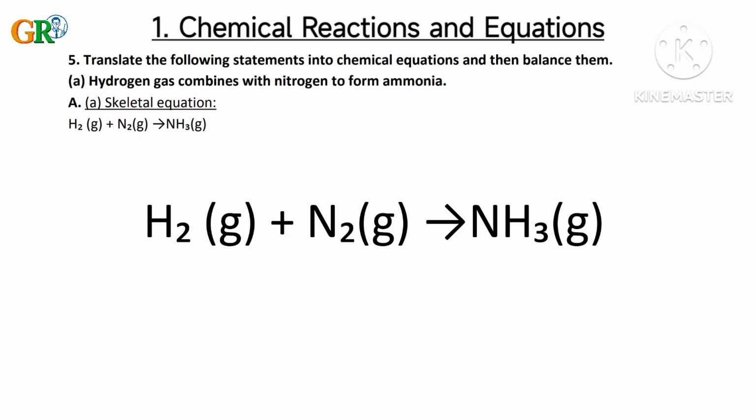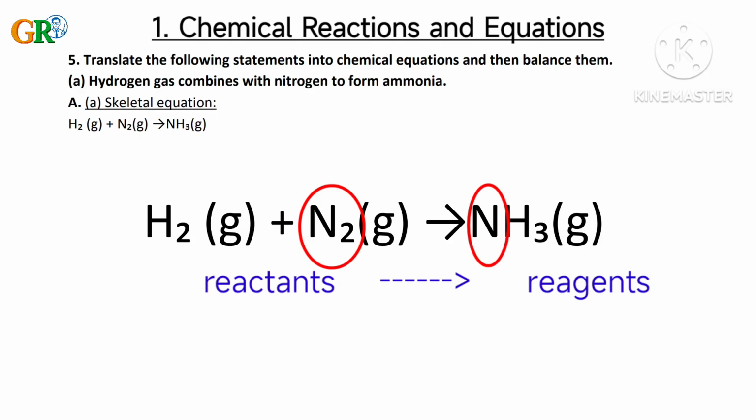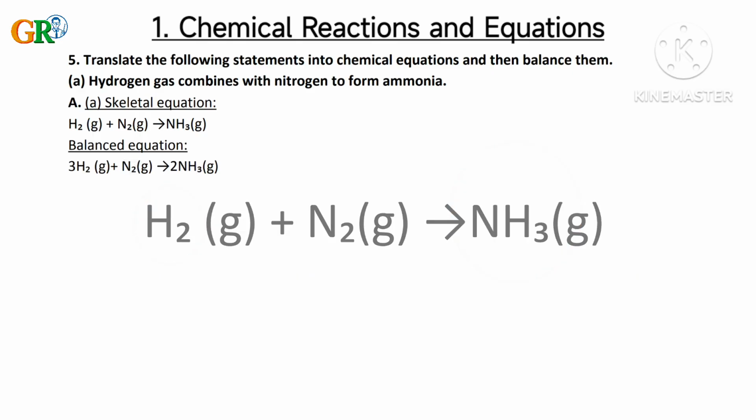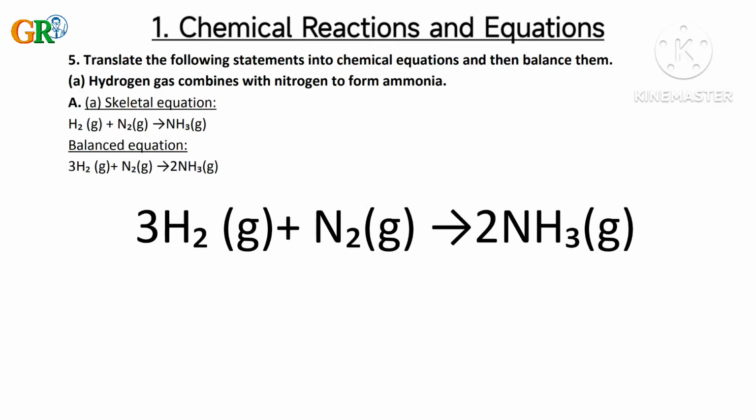Now let us balance it. The number of nitrogen atoms in the reactants is 2, but in the products it is 1. So we take the coefficient of ammonia as 2, and we get 2 nitrogens. Here on the product side, the number of hydrogen atoms is 2 times 3, which is 6, but on the reactant side we get only 2 hydrogen atoms. So we write 3 as the coefficient for hydrogen, and we get 3H2 on the left hand side. The balanced equation is 3H2 plus N2 gives rise to 2NH3.